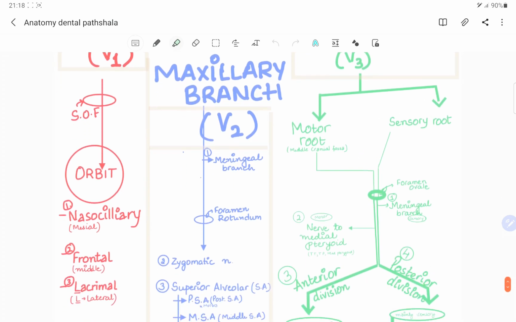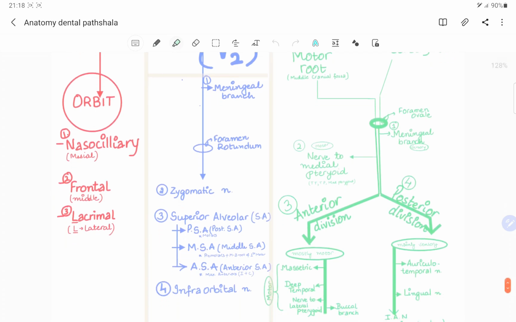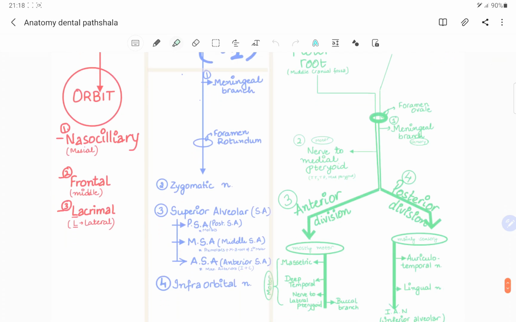So the motor root, which is in the middle cranial fossa, passes from the foramen ovale, gives off the first branch, the meningeal branch, then the medial pterygoid nerve, which supplies the medial pterygoid muscle. Then it is divided into anterior division and posterior division. So the anterior division, which is majorly motor, supplies the rest of the muscles of mastication except the medial pterygoid muscle, because the medial pterygoid muscle is already supplied by the undivided branch of the mandibular division of the trigeminal nerve. Then we have the posterior division, which is mainly sensory: the auriculotemporal, the lingual, and the inferior alveolar.